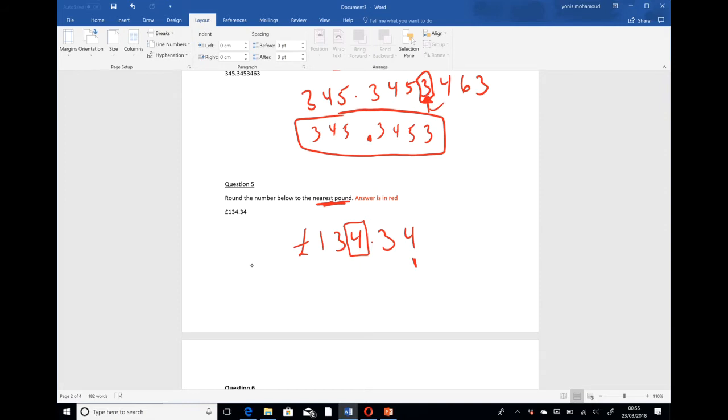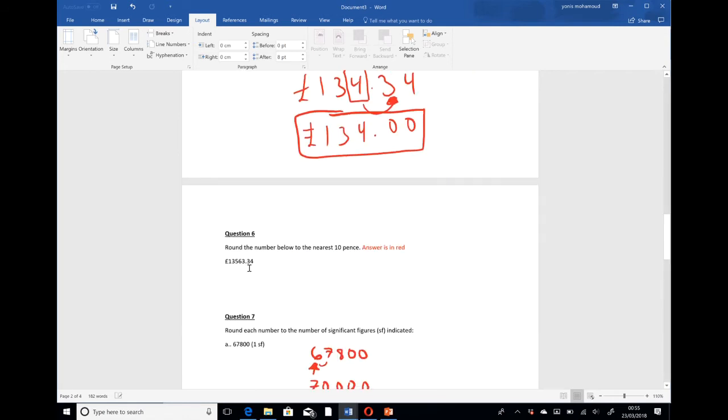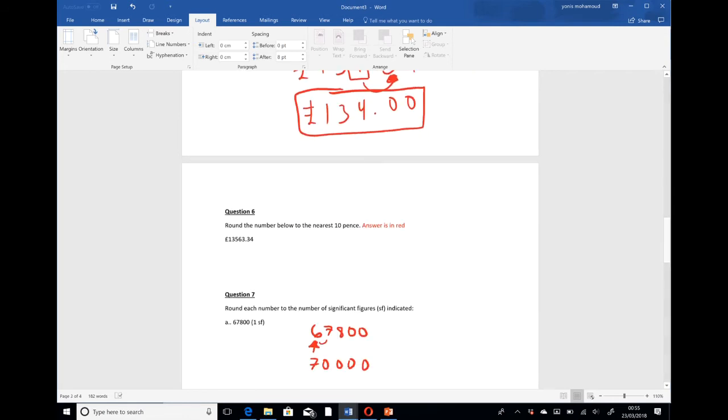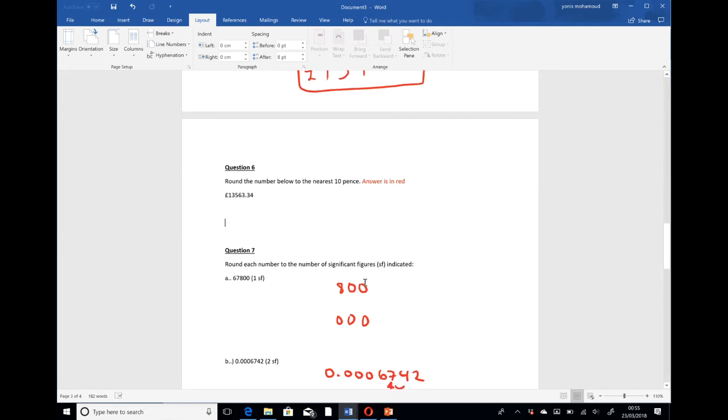Okay, so now that we established that, we're going to box in the number in the pounds place, and then as normal we're going to look at the number to the right of that number we boxed in. And because this number is 4 and below, this 4 that we boxed in will be kept the same. All the numbers after the 4 will be turned into 0, and all the numbers before the 4 will be kept the same. So your final answer will be 134 pounds.